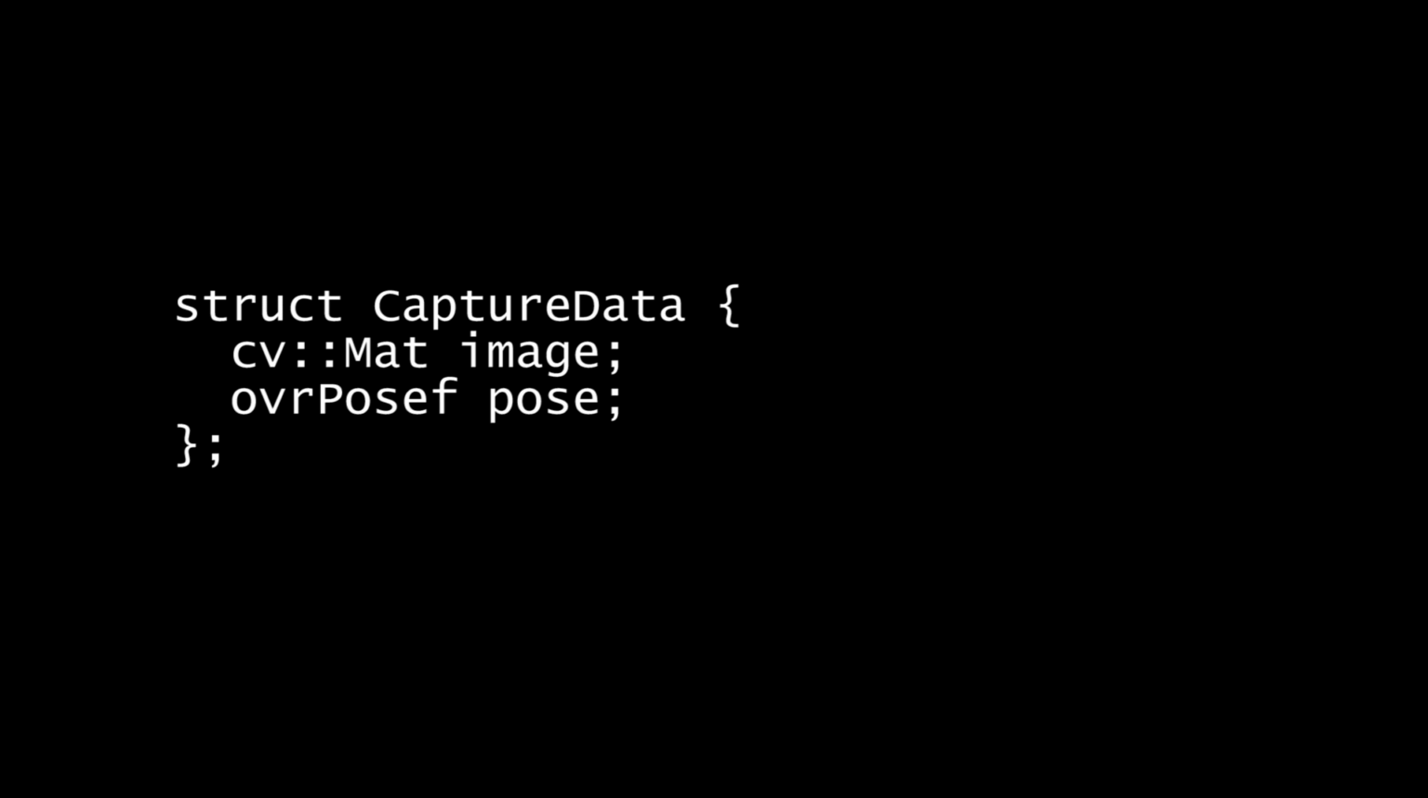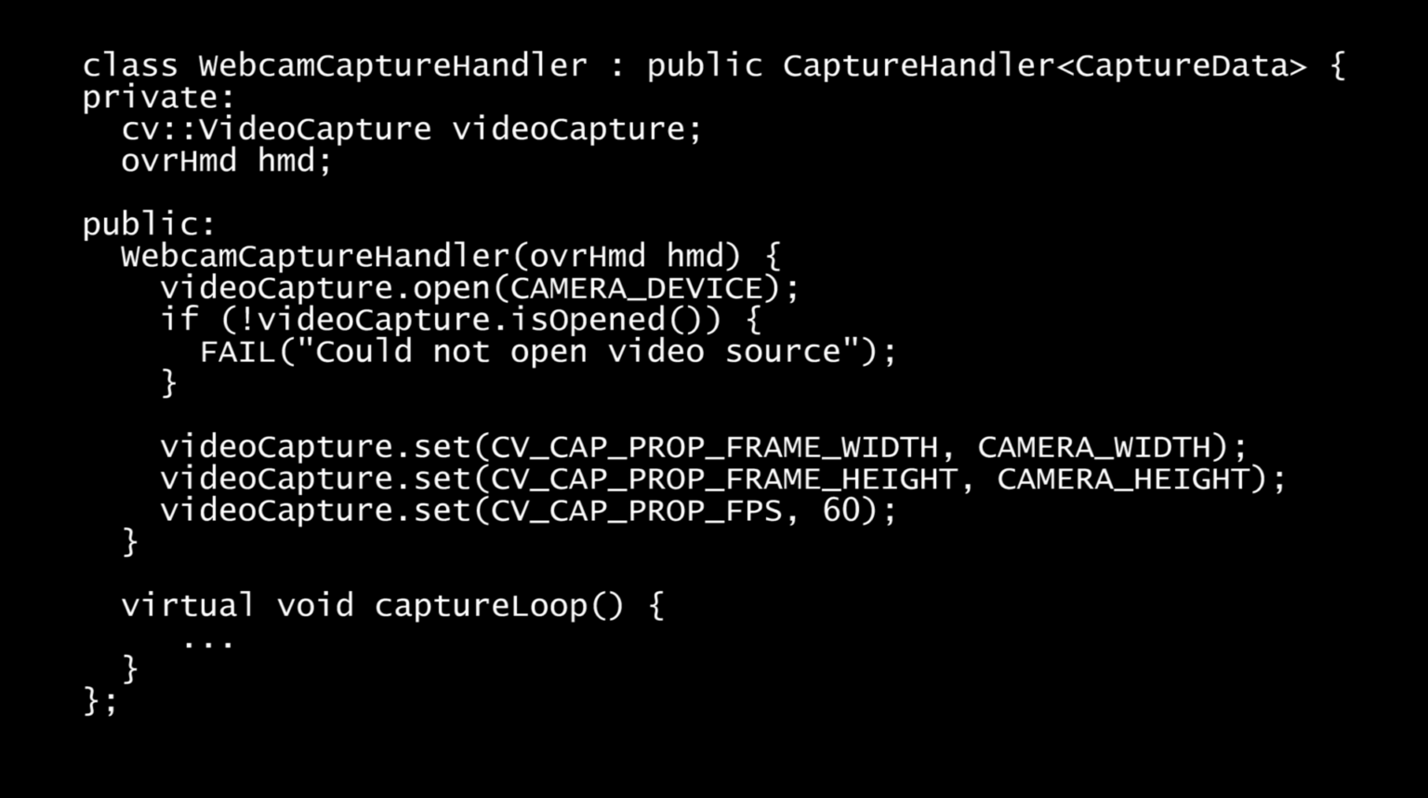In our case, the data we want to capture is a combination of the webcam image and the head pose at the time of capture, so we create a small structure to encapsulate that. Here's our actual capture class, which is derived from the capture handler. It contains an OpenCV video capture instance to interact with the webcam and an OVR HMD instance, which is required to fetch the head pose.